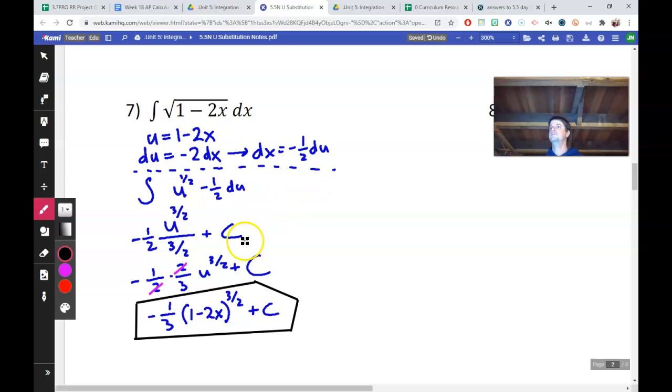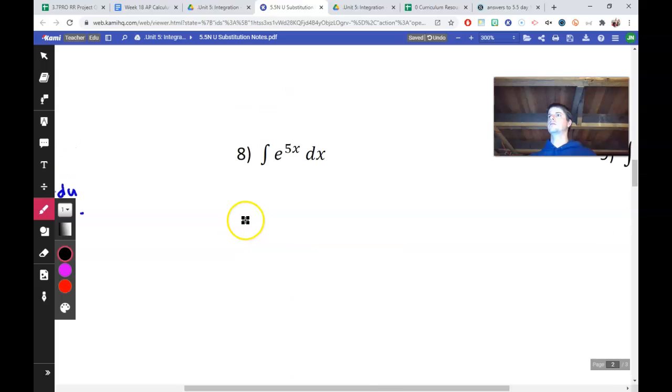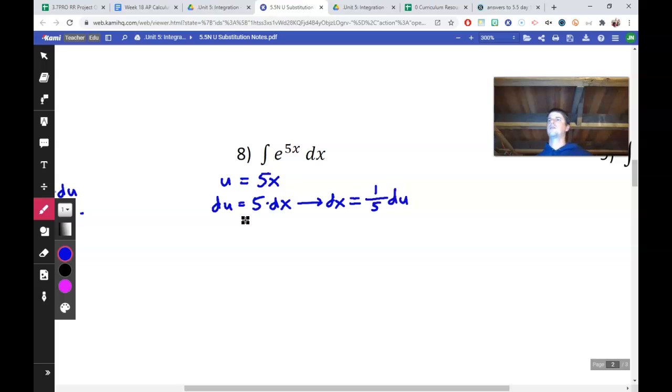All right. Last two here, I believe. Yep, last two. So we have a power here, so that 5x is going to be our u. Take the derivative. You get 5 dx. So when we solve for dx, the dx becomes 1/5 du. I like that fraction there.